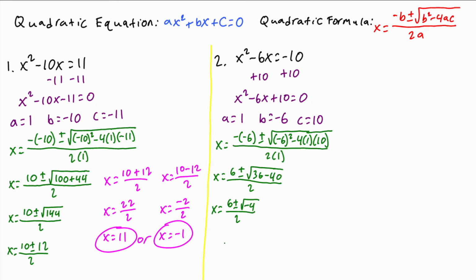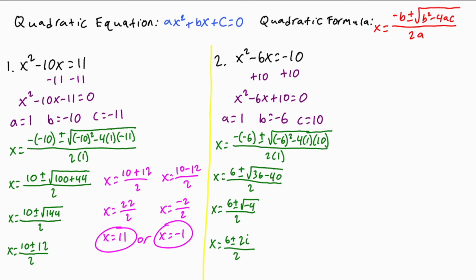And so we can simplify that square root. X equals 6 plus or minus. And remember, it's a square root of a negative. So that means we're going to need i. We're going to need an imaginary number. So the square root of negative 4 is 2i. And then over 2. And so now we can simplify this.